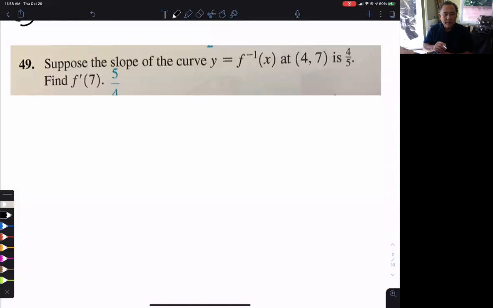So this is section 3.10, number 49. We have to take these words and figure out what they're saying. The slope of the curve. What is that saying? The derivative. You should see there the derivative.